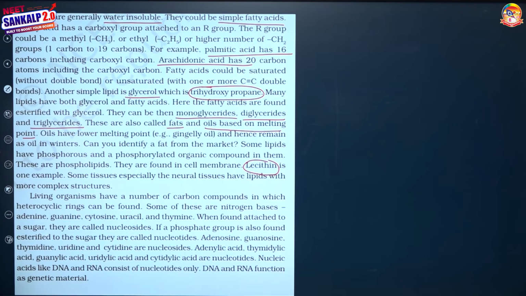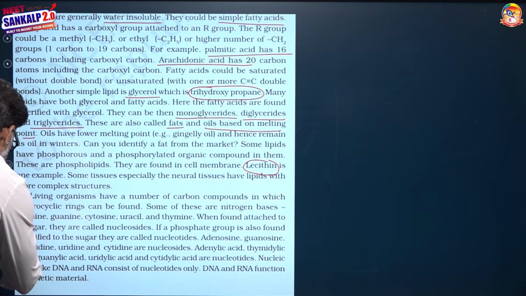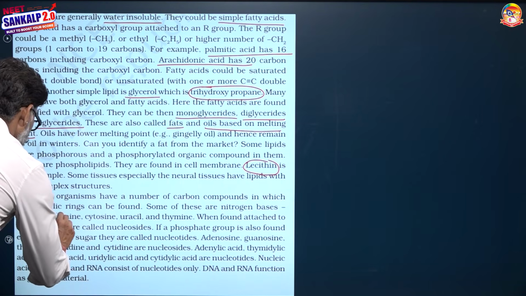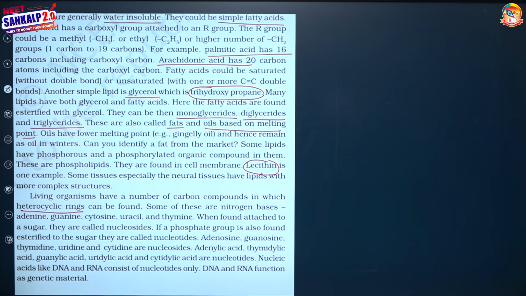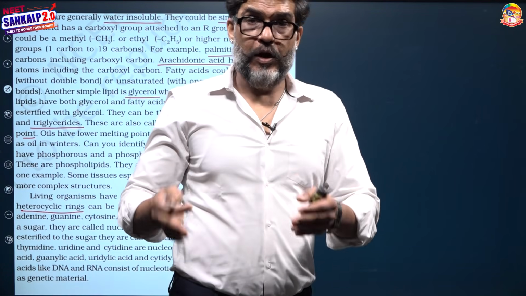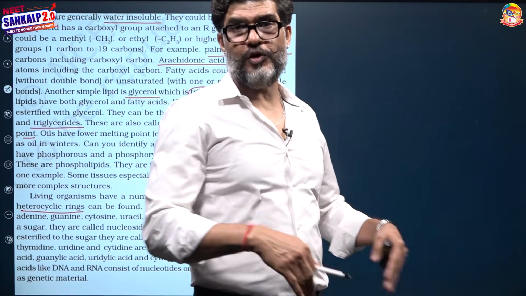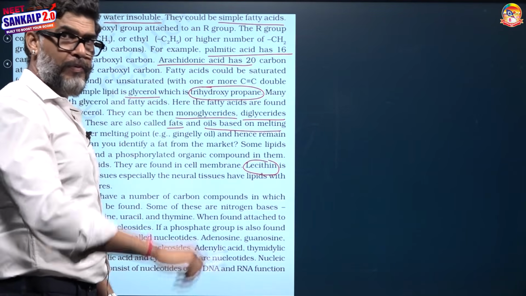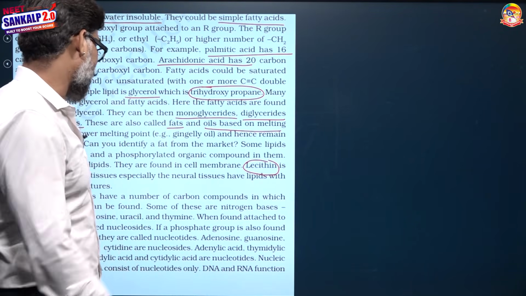Come back. Living organisms have a number of carbon compounds in which heterocyclic rings are present. So we are talking about the purines and pyrimidines actually, meaning nitrogen bases: adenine, guanine, cytosine, uracil, thymine. They all have the heterocyclic ring. If a phosphate group is found esterified to the sugar, they are called nucleotides. Nitrogen base plus sugar is nucleoside, and over the nucleoside phosphoric acid gets attached, so what does it become? Nucleotide. And nucleotides are the building blocks, the monomers of nucleic acids.